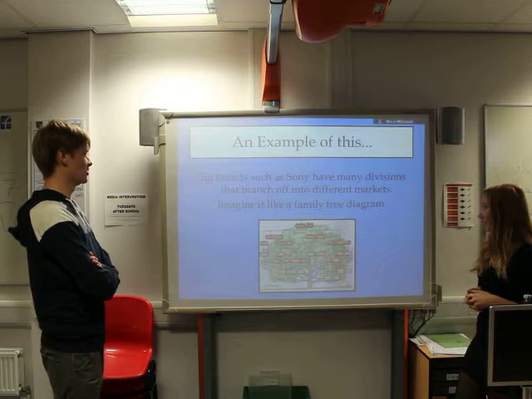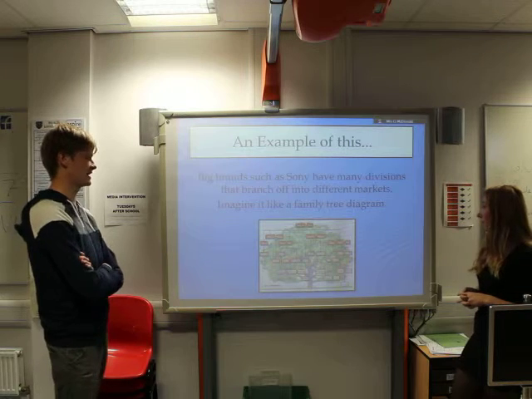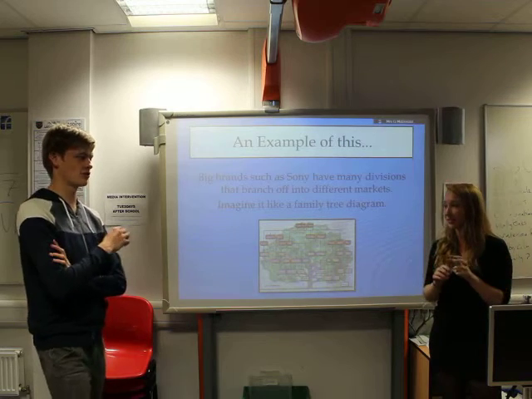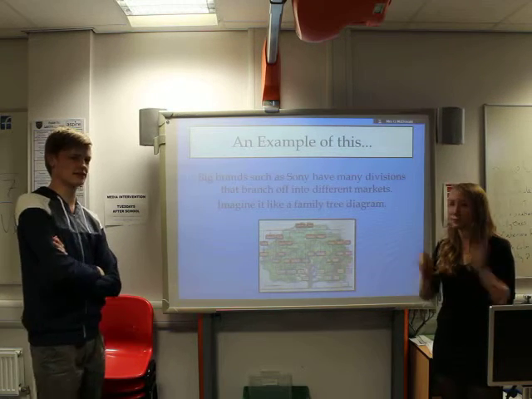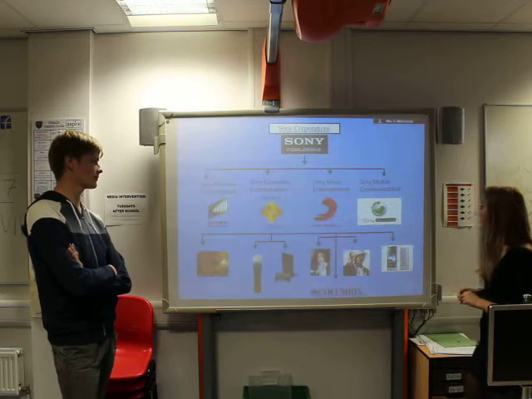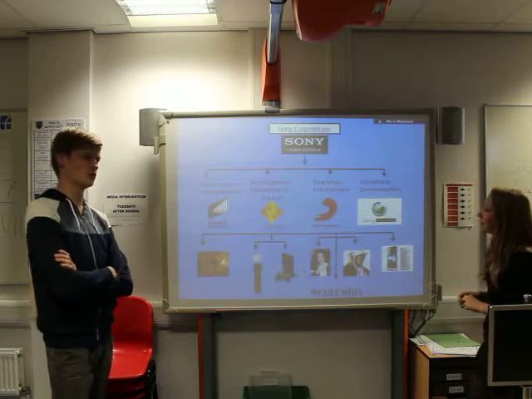So big brands such as Sony have many divisions that branch off into different markets. So imagine like a family tree diagram where you've got the big things at the top, split out into different categories, and then keep going down and down. Yeah, there's loads of different links. So that's just an example of what it would be if it was Sony.